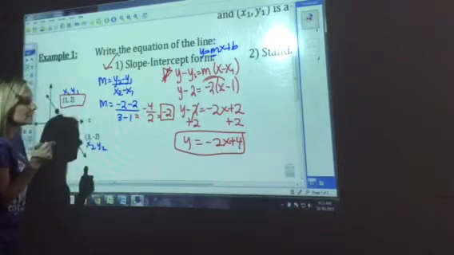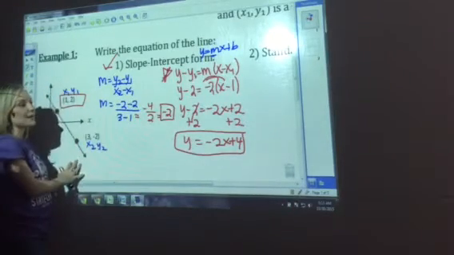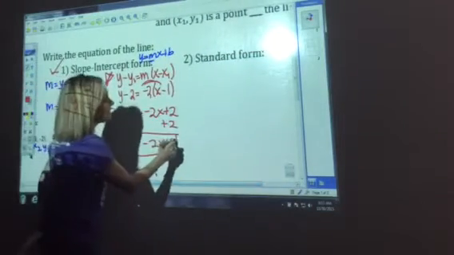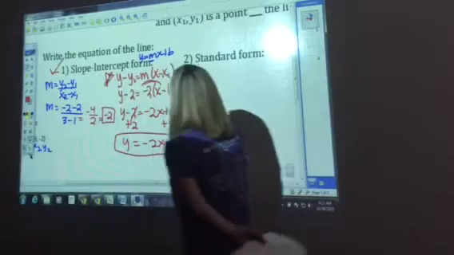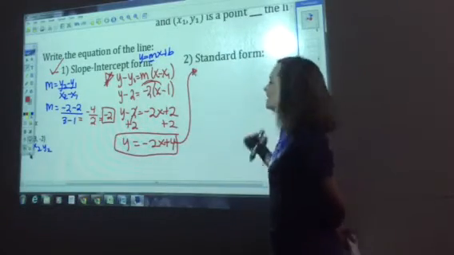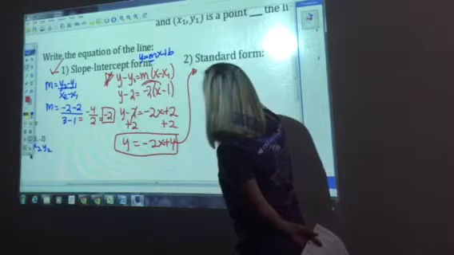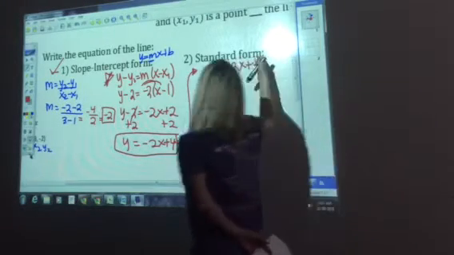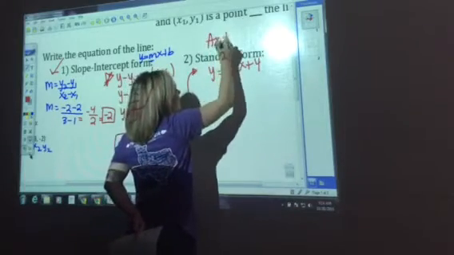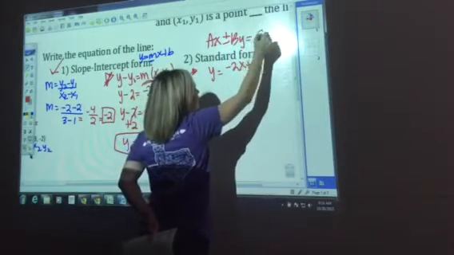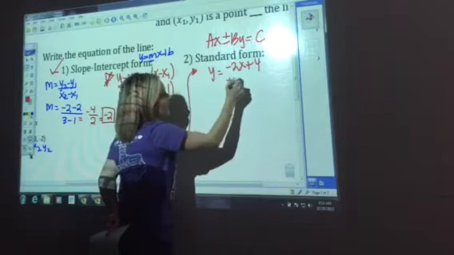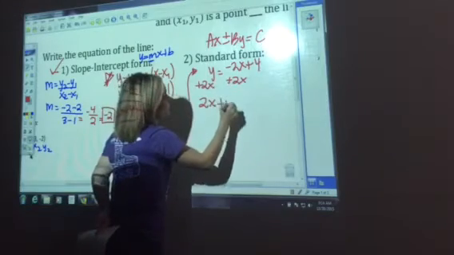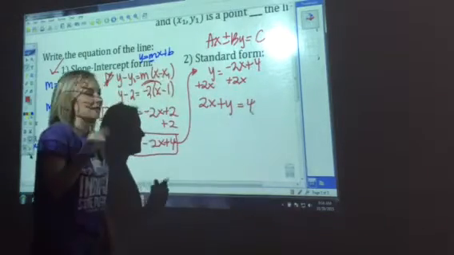So I got that checked off the list. This is just a review from last time. This is exactly what we did last time. The only thing that's going to change today is I want you to convert this to standard form. That's just taking it one step further. Let me rewrite this equation. To get it in standard form, remember that is ax plus or minus by is equal to c. I need to move my x over, so I'm going to add 2x over, and I get 2x plus y is equal to 4.